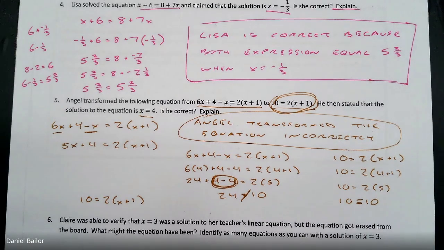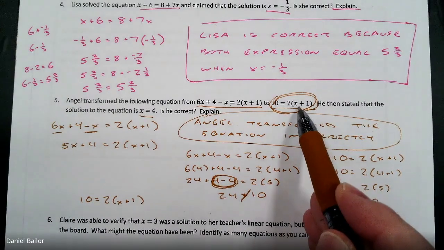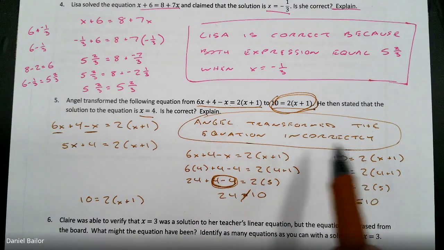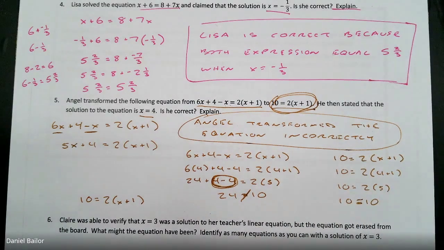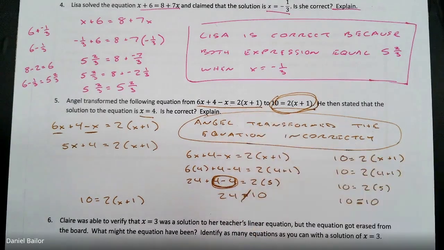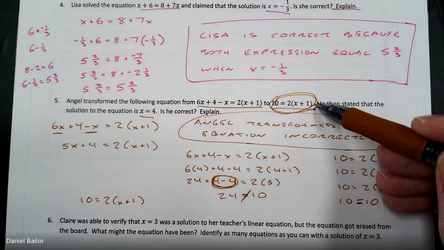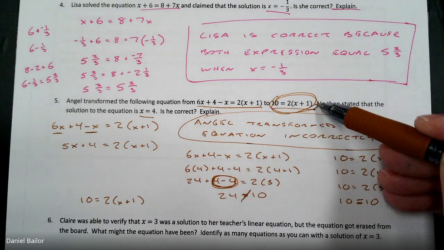So he transformed incorrectly, so he got the wrong x. This is why you have to pay attention to all of a student's work. This is why I ask you to show your work. Because Angel got the right x for this equation, but he transformed incorrectly. So Angel is incorrect. He got the wrong answer to the equation he started with. So this is why it's always important to show your work so that your teacher and anybody helping you can see where your mistake was. Because Angel got the right x, but he started with a bad equation, so he got a wrong answer.